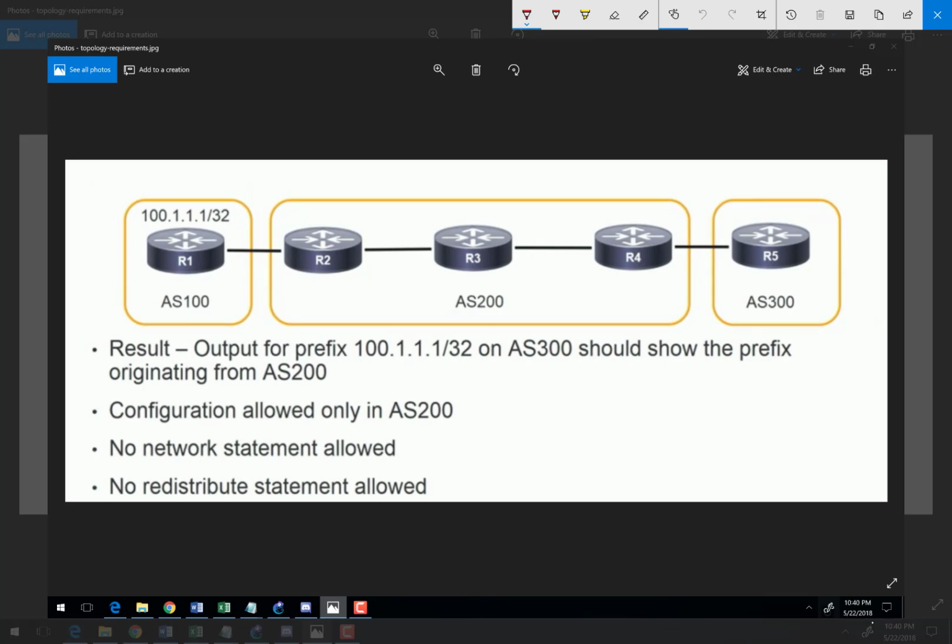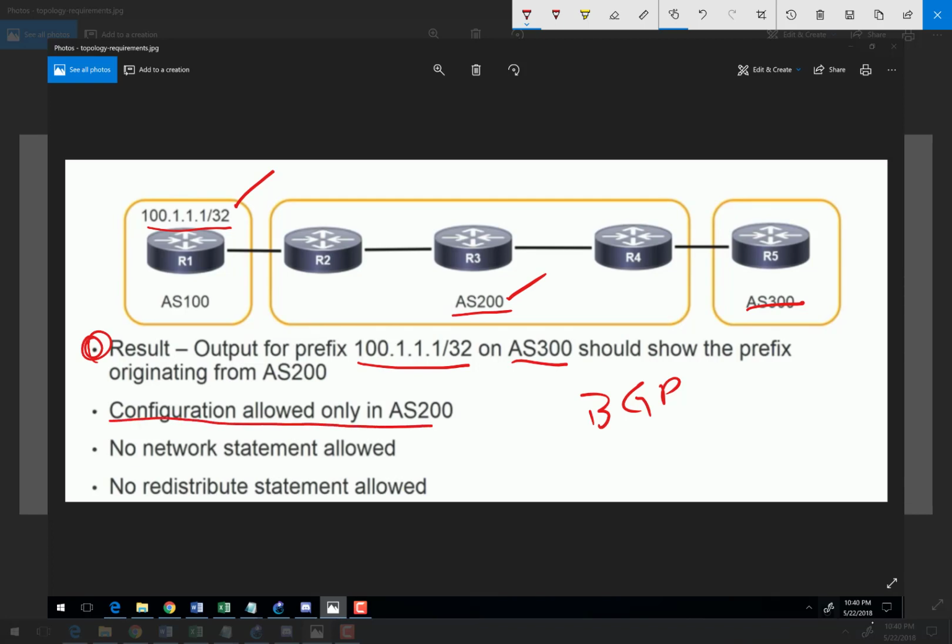Okay, so we see we're going to have BGP here. I'm assuming BGP because of the autonomous system numbers. We see we have one prefix. Let's take a look at requirement number one. The output for the prefix, which looks like it's originating from AS100, on AS300 should show the prefix originating from AS200.